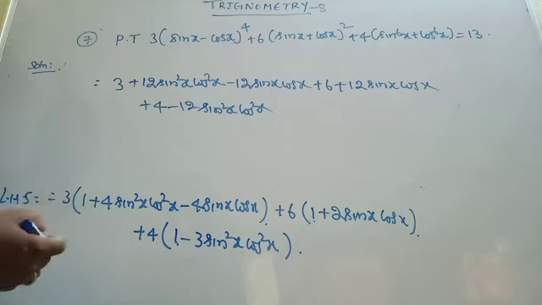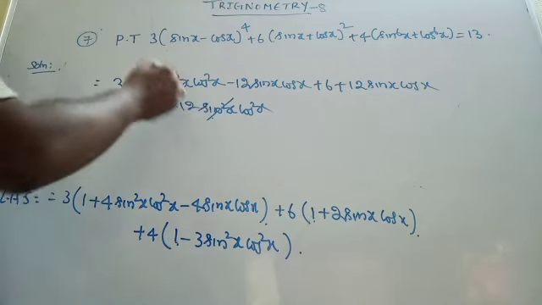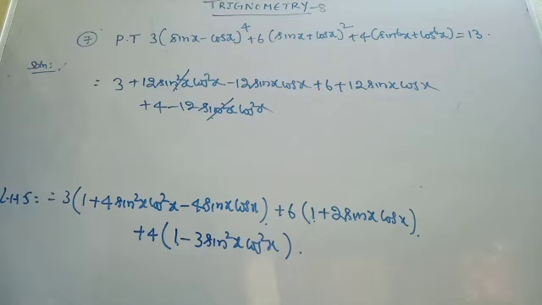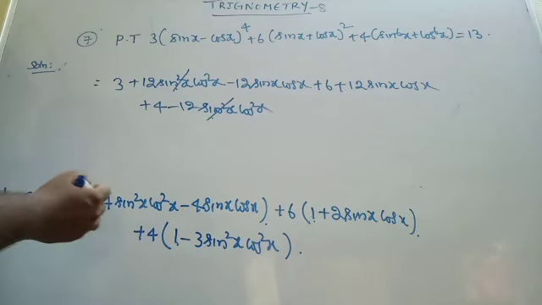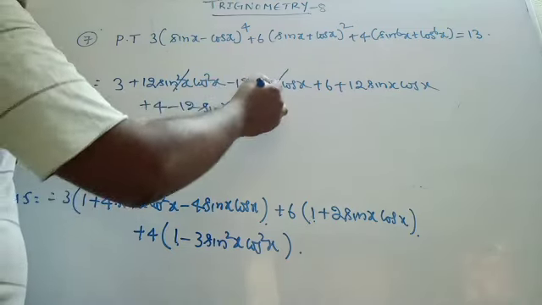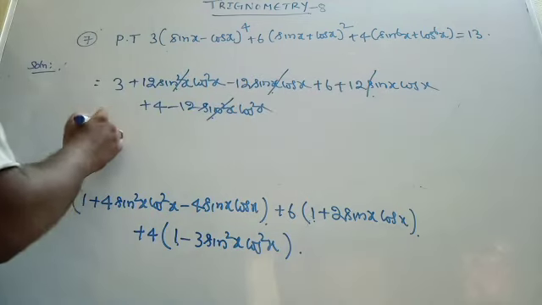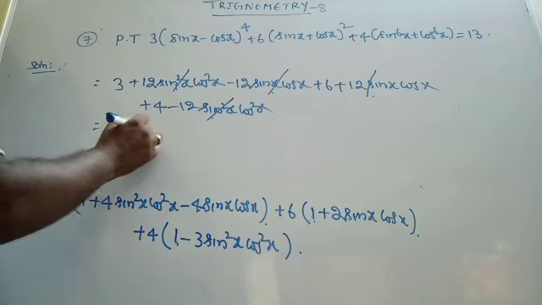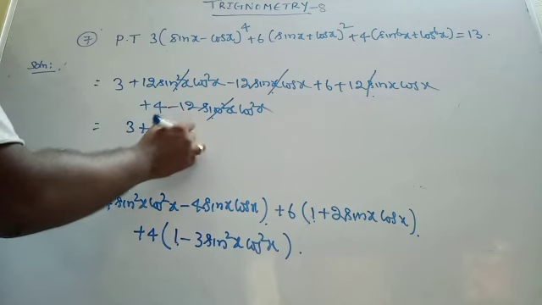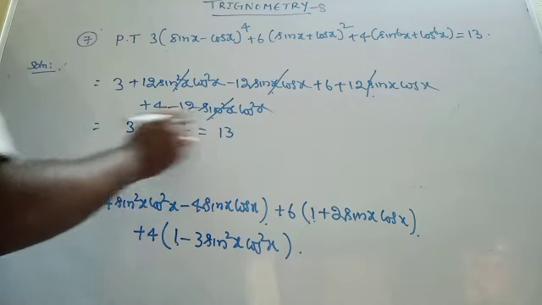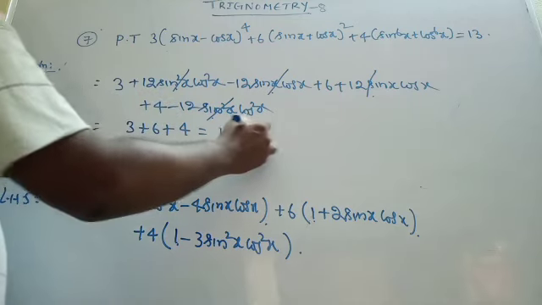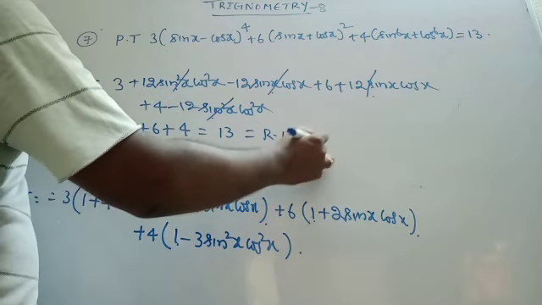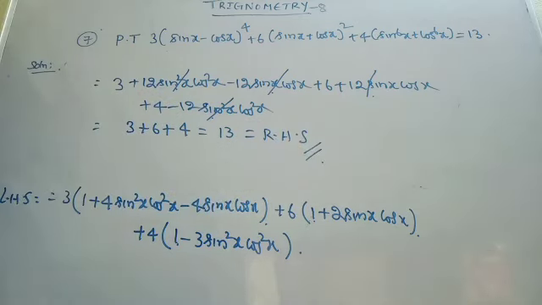Now observe, my dear students, minus 12 sin square x cos square x plus 12 sin square x cos square x will cancel, minus 12 sin x cos x plus 12 sin x cos x will cancel. Now 3 plus 6 is 9, 9 plus 4 is 13. This is what the right hand side part is. How beautifully we have got this particular problem.